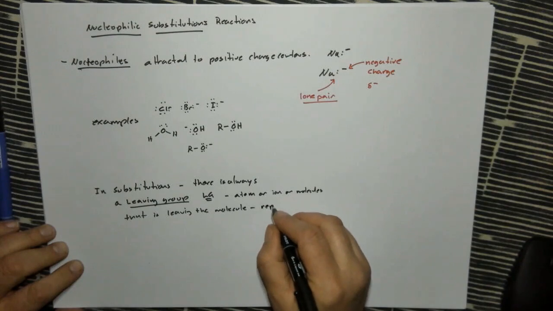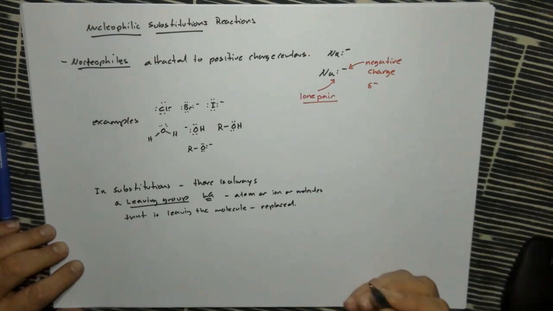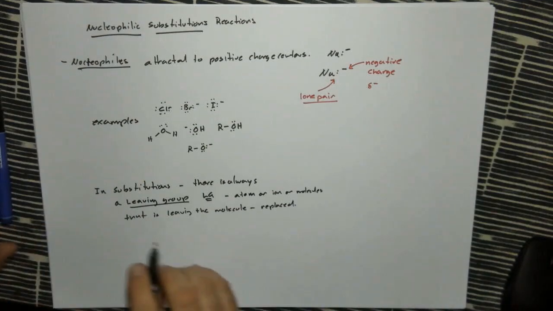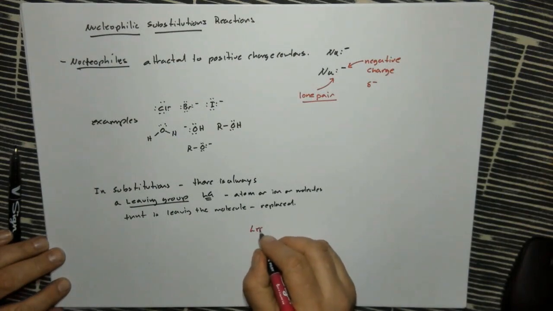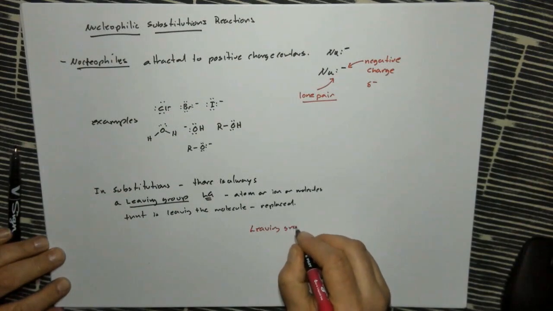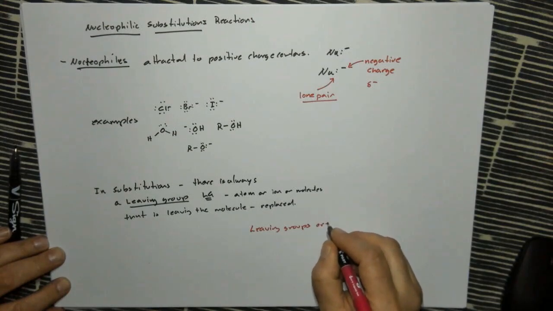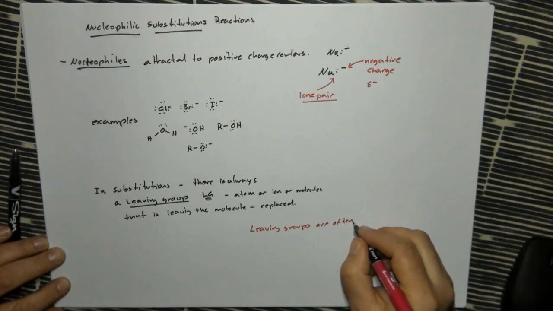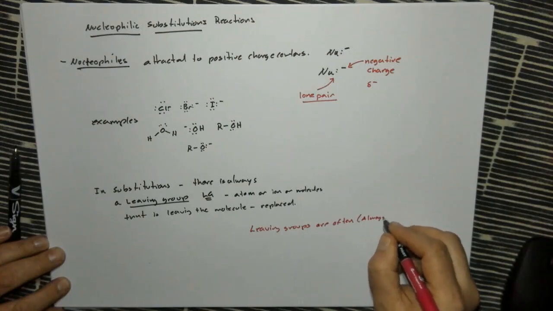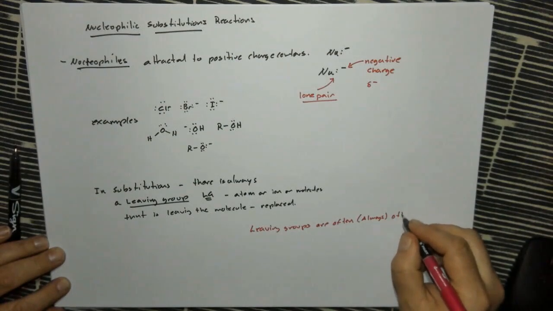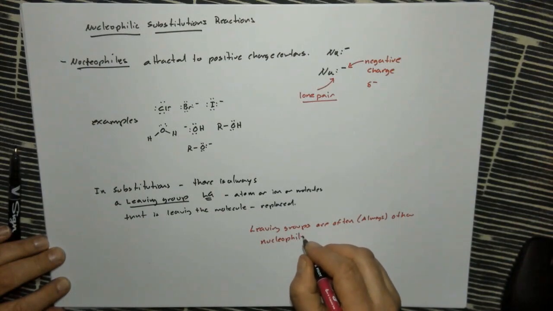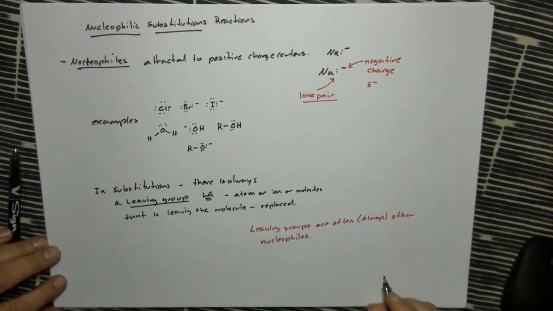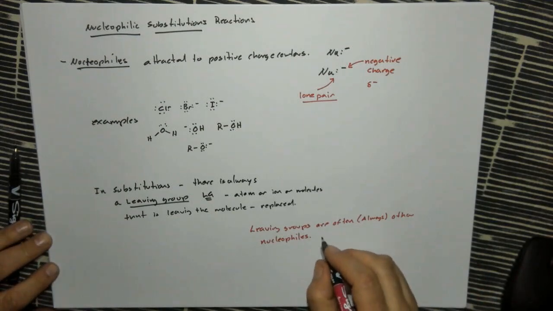Basically, it's being replaced, right? And the leaving groups are often other nucleophiles. So we have to write this really clearly: leaving groups are often, almost always, other nucleophiles. And they've just simply been outcompeted, right?